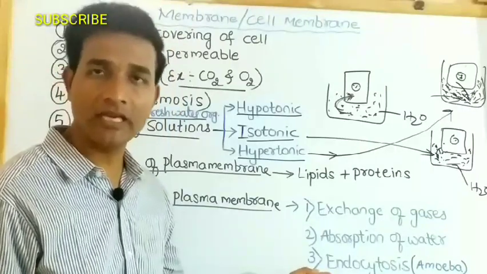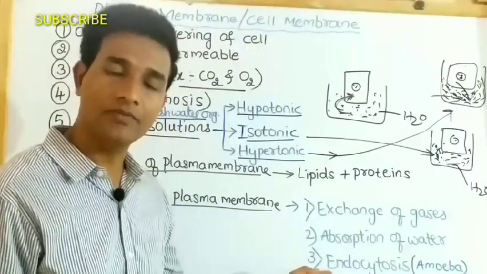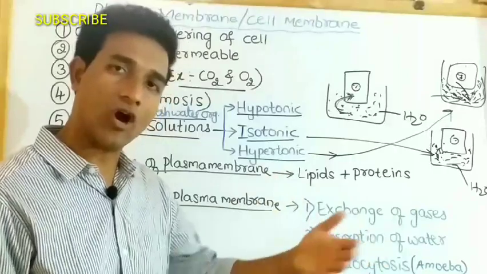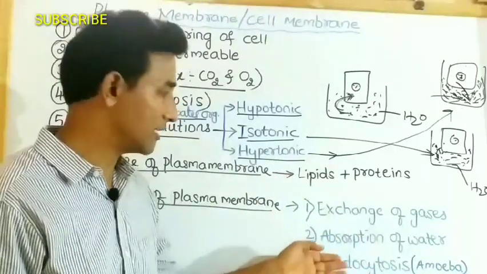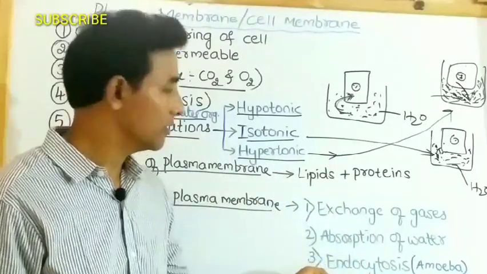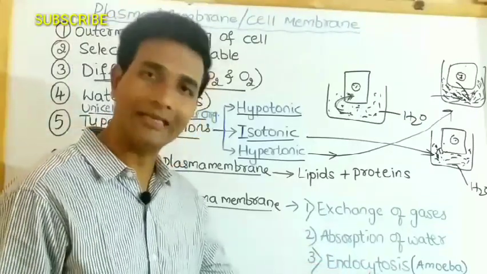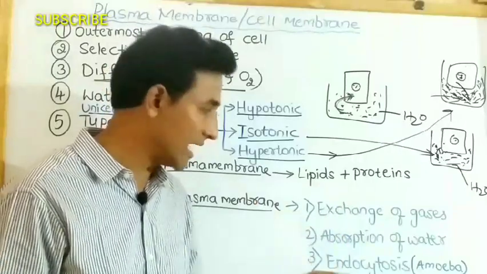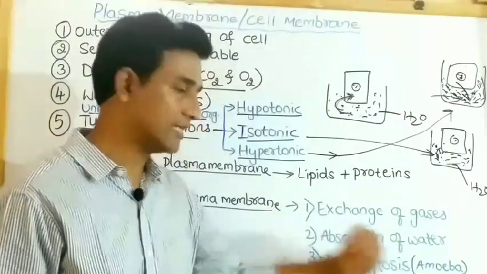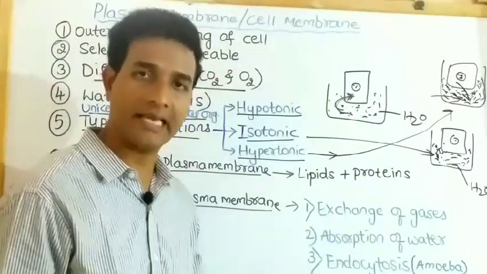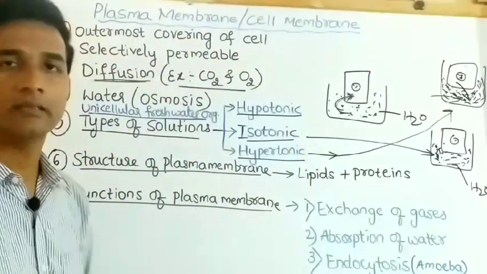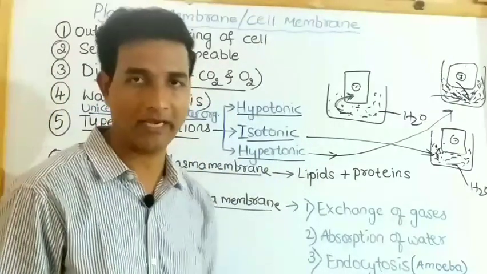For example, take amoeba. Amoeba takes or engulfs the food and other material into the cell from the outer medium. It is called endocytosis. Endo refers to inside, cyto refers to cell, and eating. Commonly it is called cell eating. This is about the cell membrane or plasma membrane.